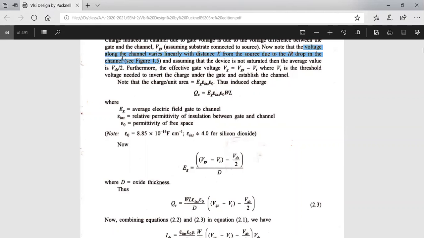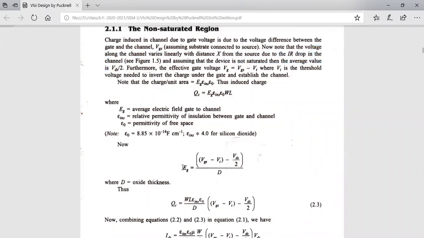Voltage along the channel, which is varying linearly with the distance x from the source due to an IR drop, then the average value will be VDS by 2. The total voltage, average electric field between the gate and the channel is nothing but the voltage divided by D.